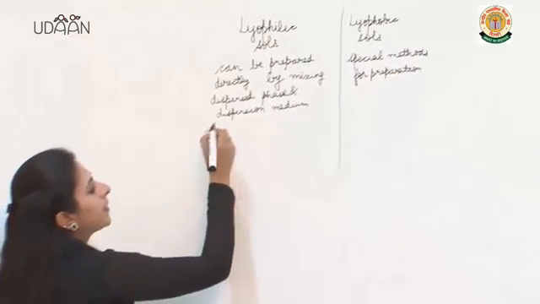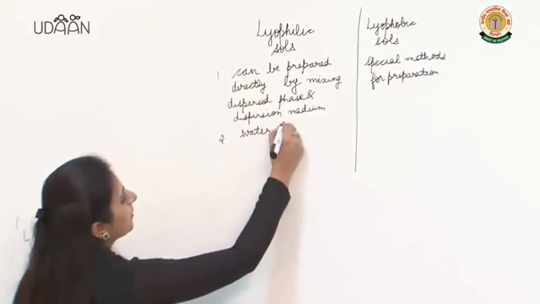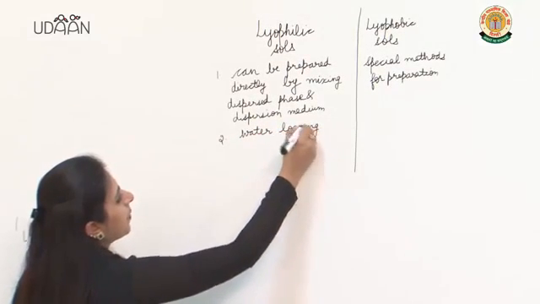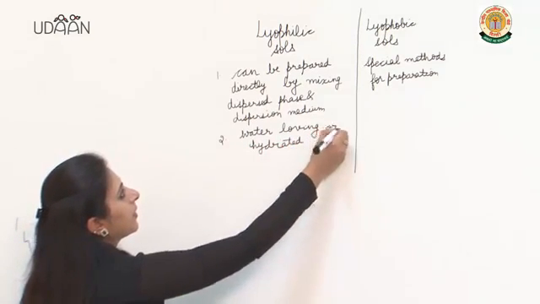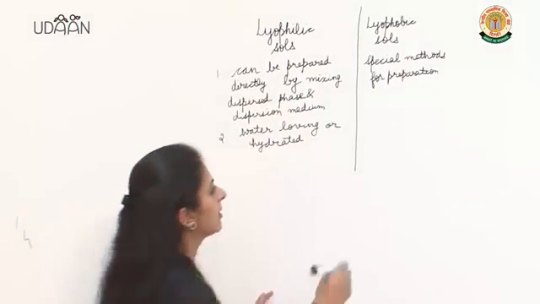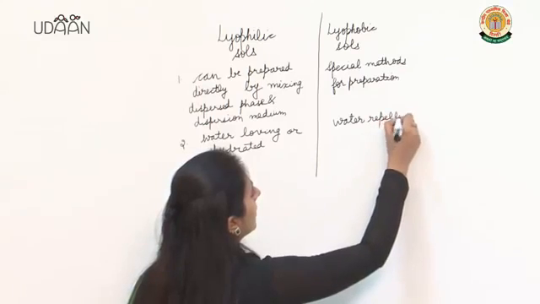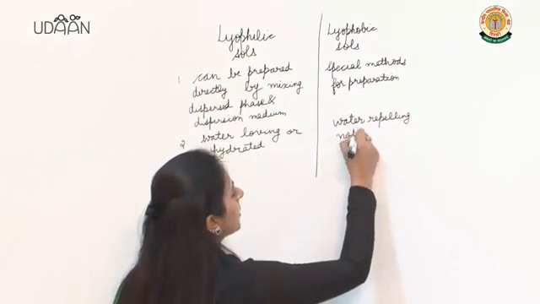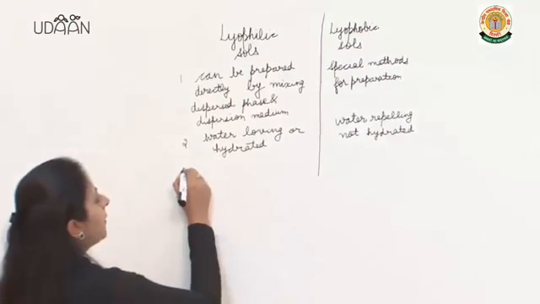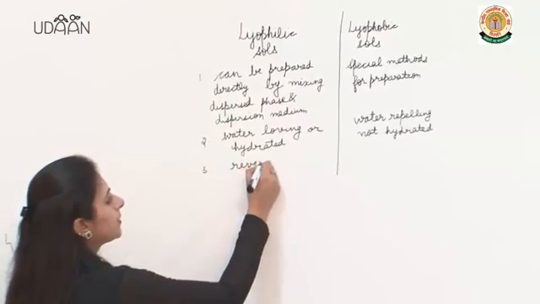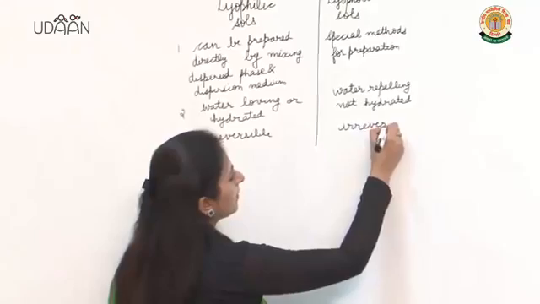Now lyophilic sols, they are water loving, or we can say they are hydrated. Lyophobic sols are water repelling and they are not hydrated. Now lyophilic sols, they are reversible, but lyophobic sols, they are irreversible.